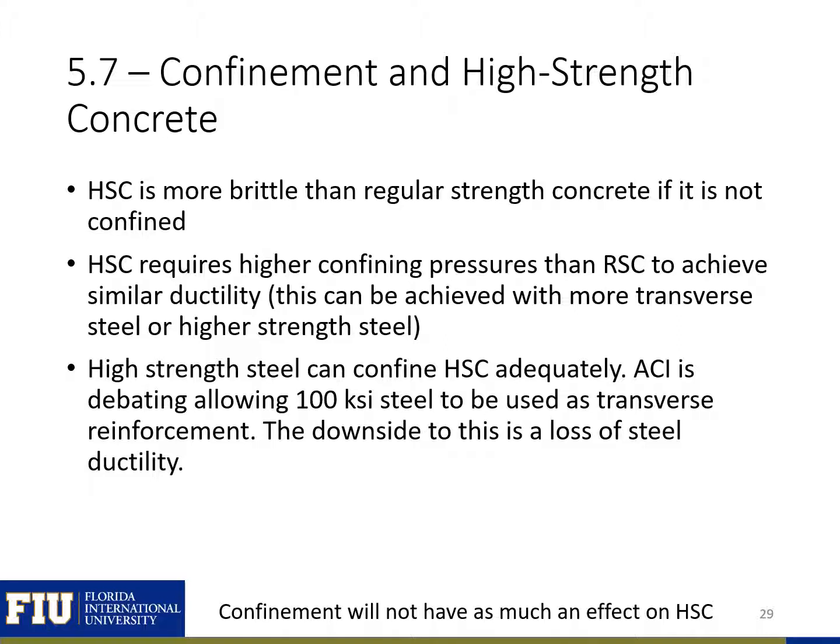Our higher strength concrete needs a higher grade reinforcement or more reinforcement to properly confine it. Finally, our high-strength steel can confine high-strength concrete adequately. Right now, ACI is debating the use of higher grade steels to be used as transverse reinforcement. The downside to this is we lose a little steel ductility, but the upside is that we can use a similar area of our confining steel to confine a higher strength of concrete. The final point is that our confinement isn't going to have as much a benefit on the high strength concrete in terms of strength and ductility gain.